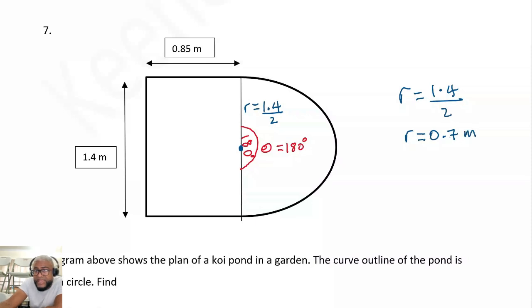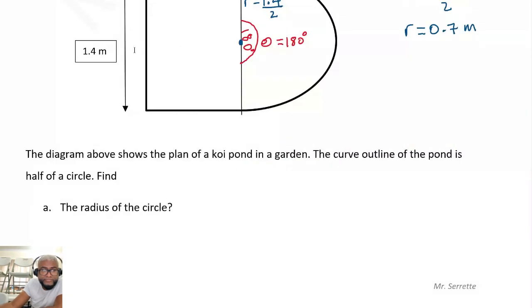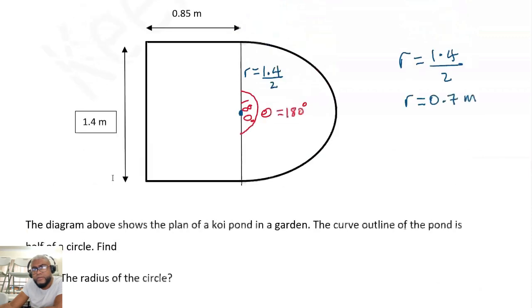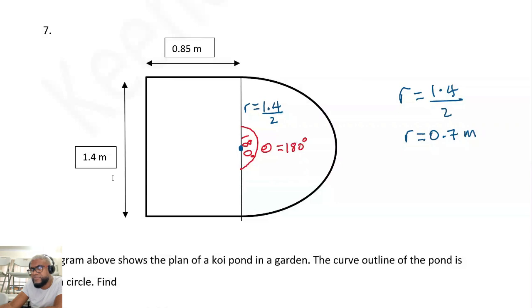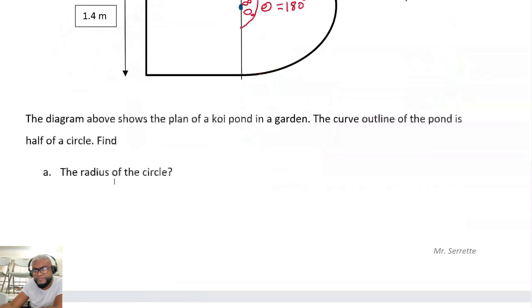So I'm just examining some things here. I haven't even looked at what the question asks for yet, right? Okay, so let me scroll on. The diagram above shows the plan for a koi pond in a garden. The curved outline of the pond is half of a circle. So the first thing they actually want us to find is the radius, right, Jonathan? So the radius here would be 1.4 divided by 2, which is 0.7 meters.